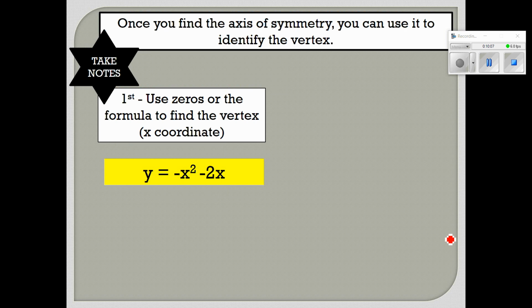First, we look at our equation here. Our a term is right here in front of the x squared. It would be a -1. Our b term is equal to -2. And our c term is missing, so it is equal to 0.